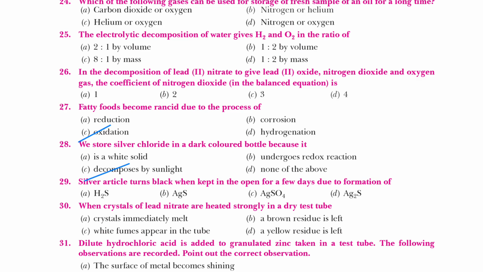Question number 29. Silver articles turn black due to the presence of hydrogen sulfide, forming silver sulfide. Question number 29, option D is correct. When crystals of lead nitrate are heated strongly in a dry test tube.